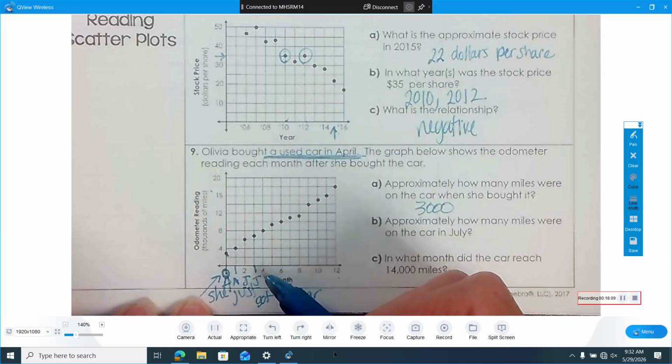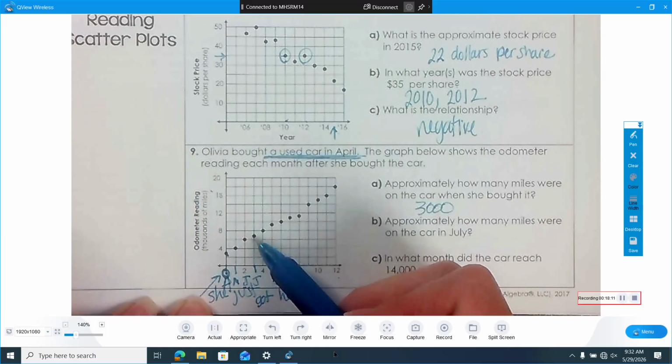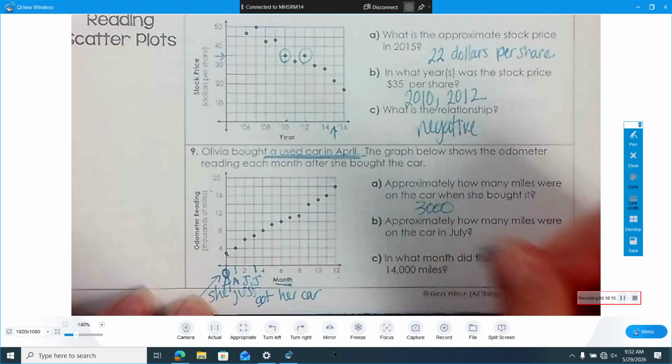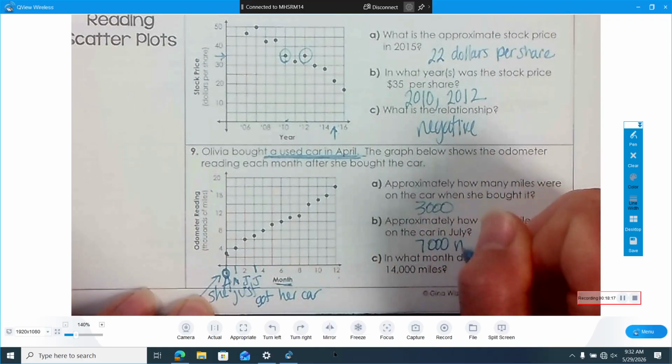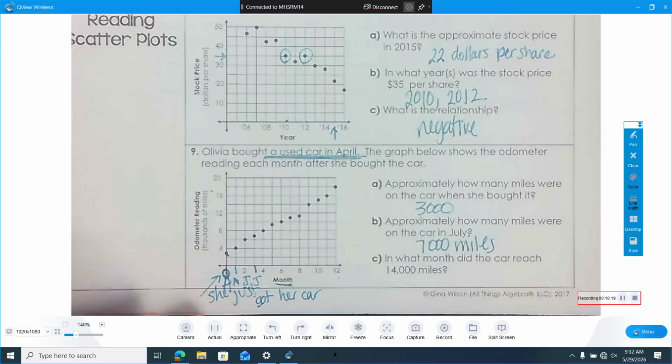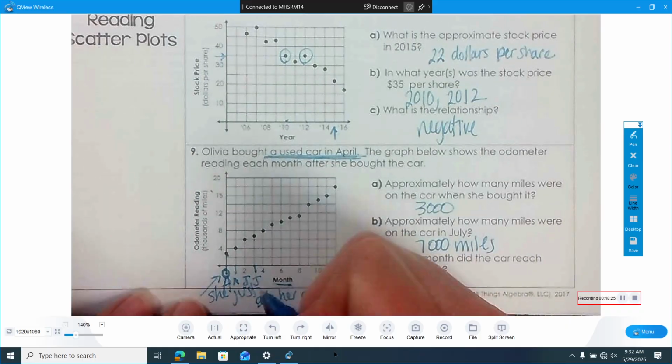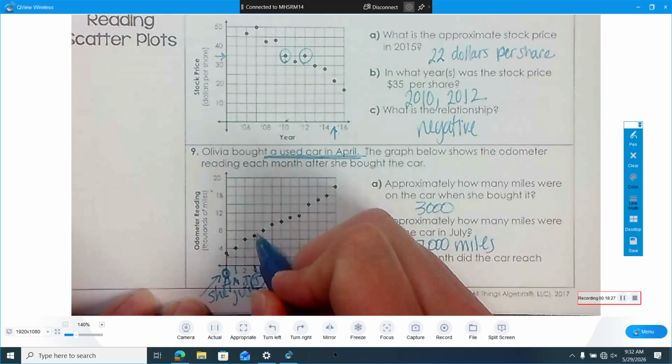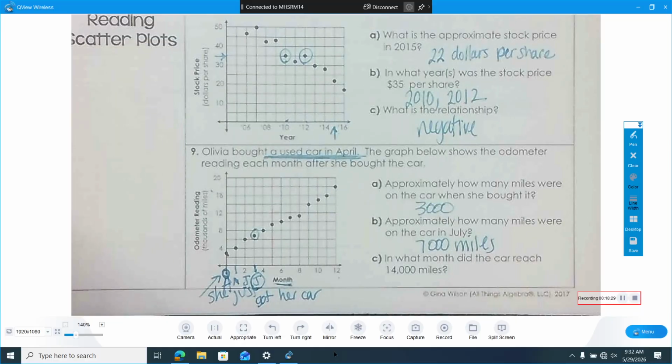So approximately how many miles are in July? Like 7,000, yeah, 7,000 miles. So you really have to make sure you're reading a problem carefully. That's July right there. So this dot right here is representing July, because she bought her car in April. So this is when she bought her car.